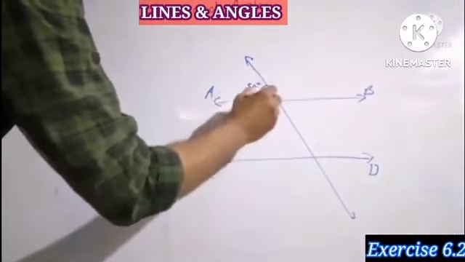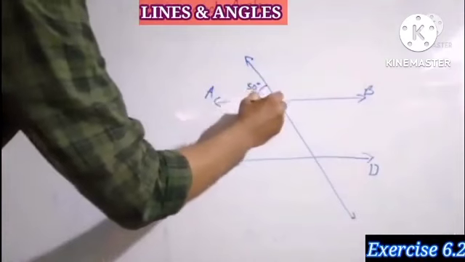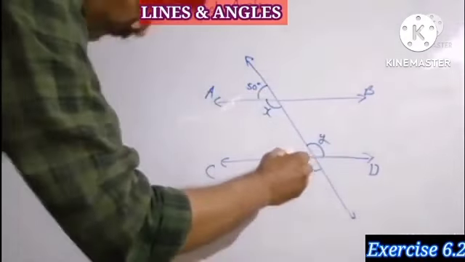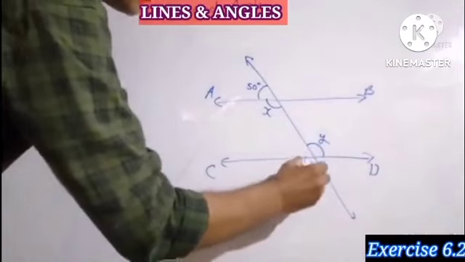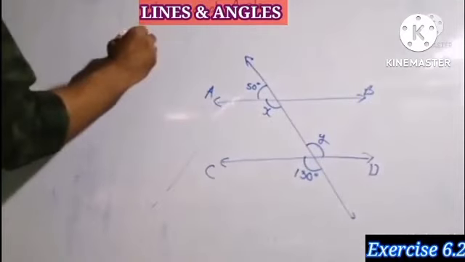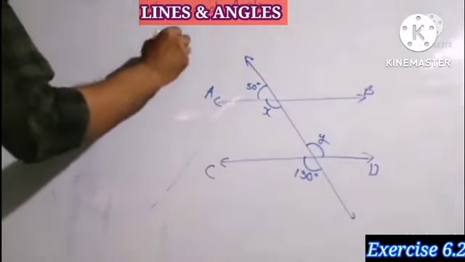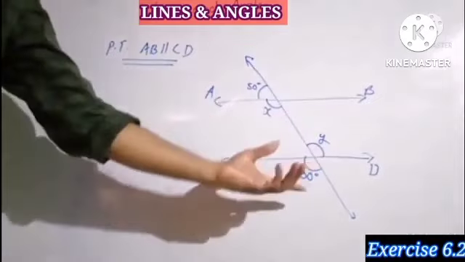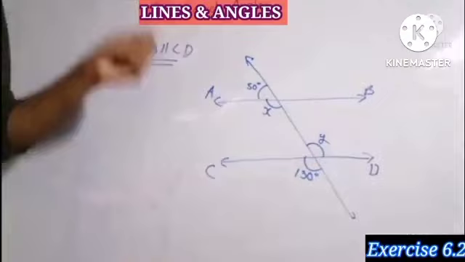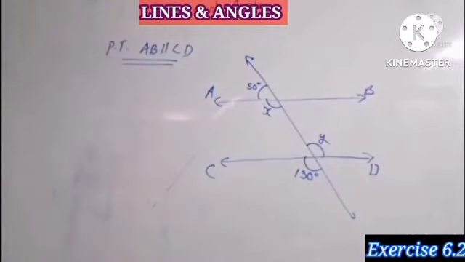Angles are given: 50 degree here. Here it is x, this is y, and it is also given 130 degree. Okay, here you have to show AB parallel CD. To be AB parallel CD, we have to get either corresponding angles equal or alternate angles equal or co-interior angles supplementary. Okay, so let's go through the answer.